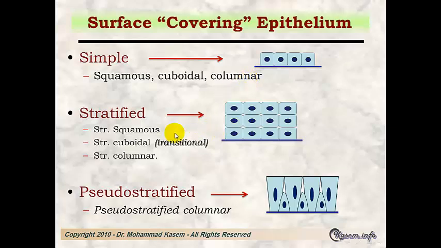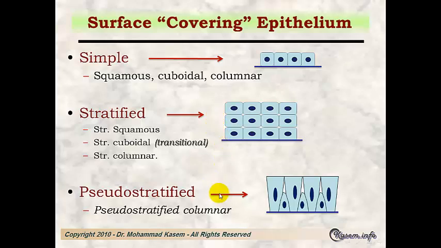And this one may be stratified. Stratified means composed of strata, or several rows on top of each other. This one is stratified cubical epithelium. It may be stratified squamous, if the top layer is squamous, or stratified cubical like this one, or stratified columnar if the top layer is columnar cells.